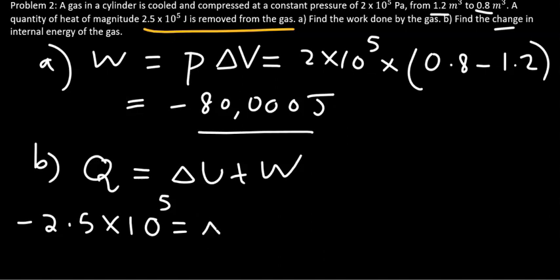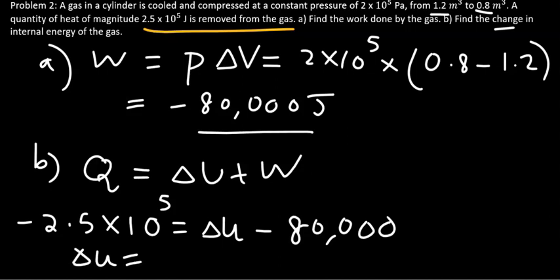Internal energy is what you want to determine. The work is minus 80,000 joules that we have determined in part A. And now we can solve for the change in internal energy. And that's going to give you minus 1.7 times 10 to the power 5 joules. And that solves the problem.